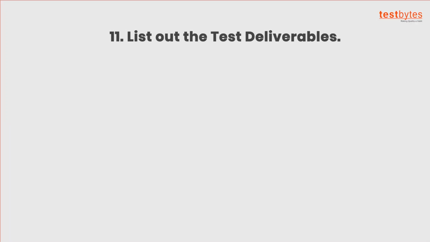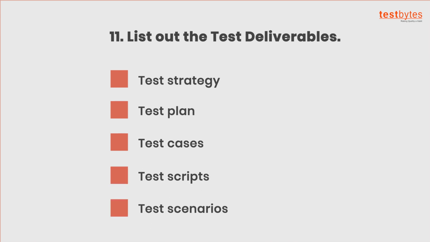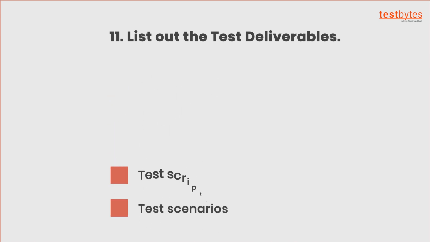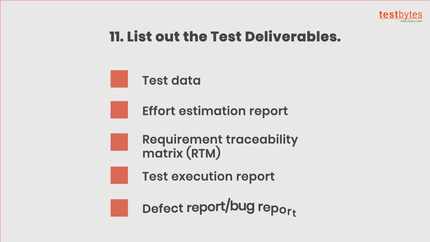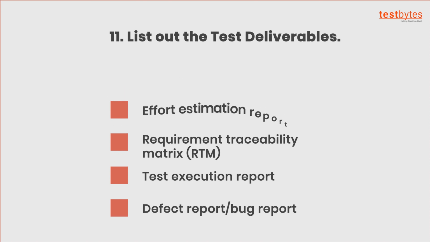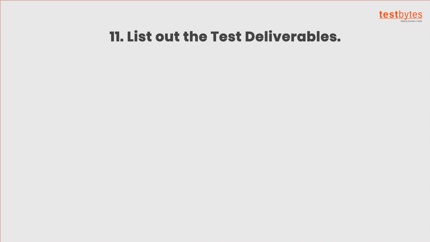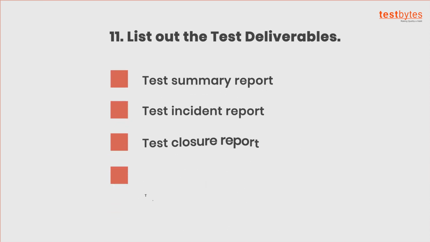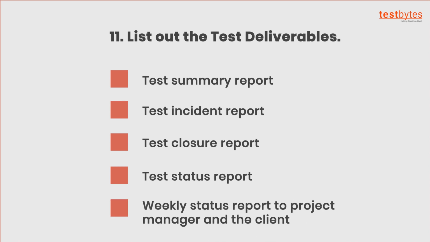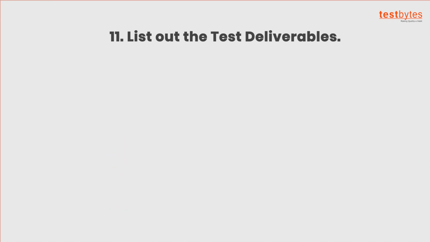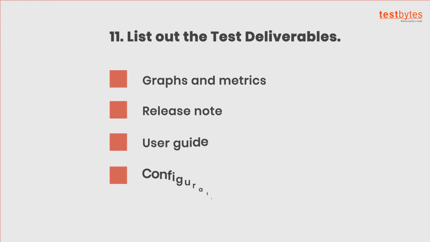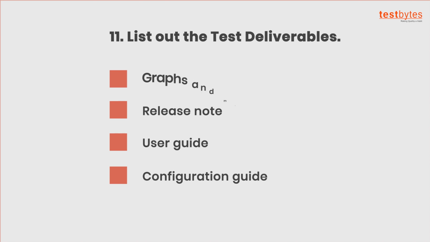Number 11. List out the test deliverables: test strategy, test plan, test cases, test scripts, test scenarios, test data, effort estimation report, requirement traceability matrix, that is RTM, test execution report, defect report and bug report, test summary report, test incident report, test closure report, test status report, weekly status report to project manager and the client, graphs and metrics, release note, user guide, configuration guide.